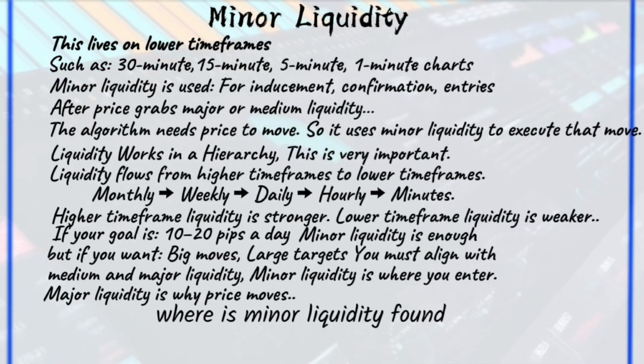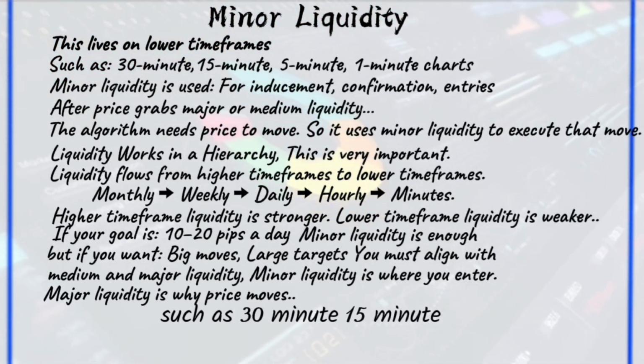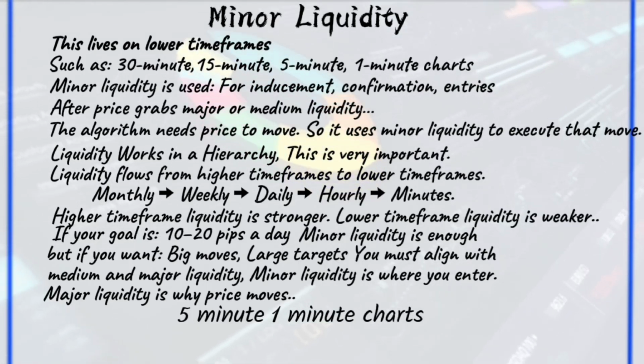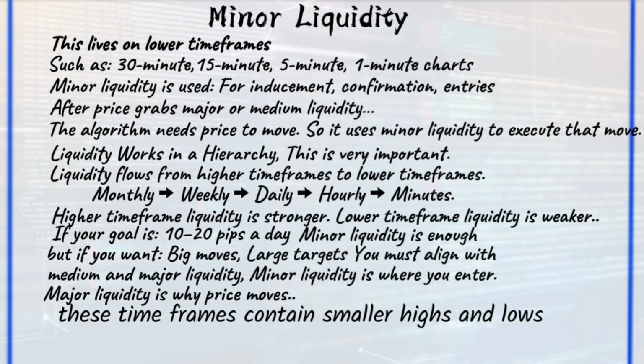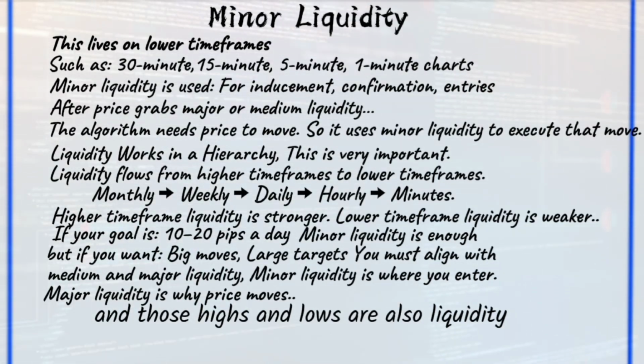Where is minor liquidity found? Minor liquidity lives on lower time frames, such as 30-minute, 15-minute, 5-minute, 1-minute charts. These time frames contain smaller highs and lows, and those highs and lows are also liquidity.